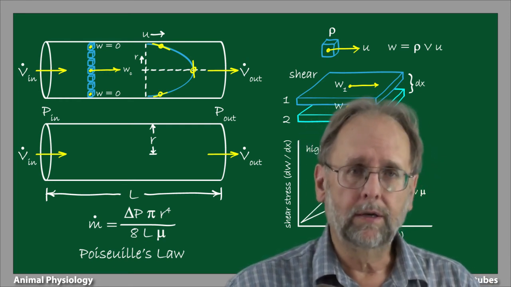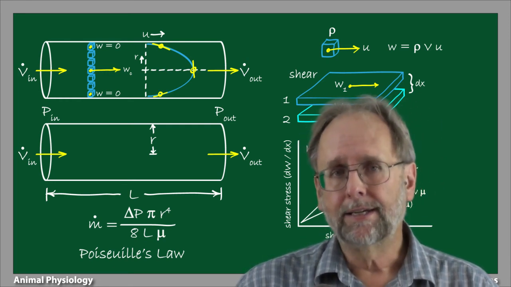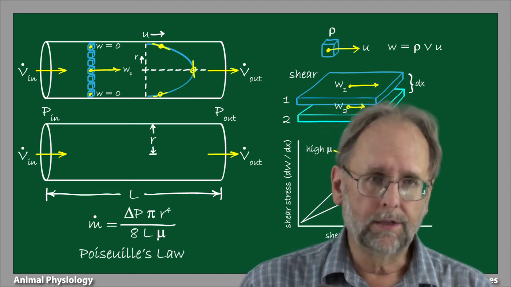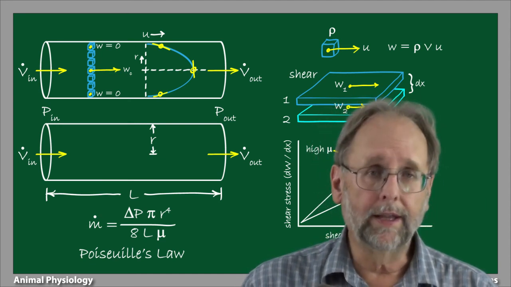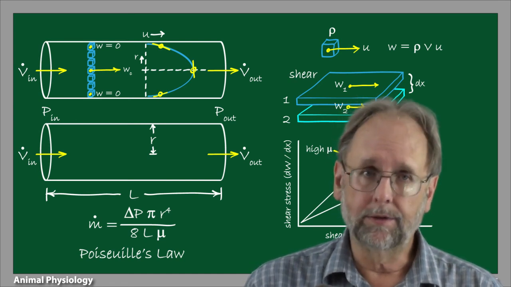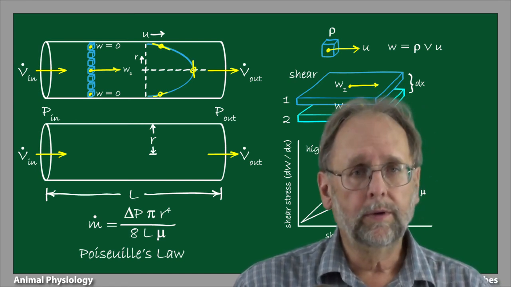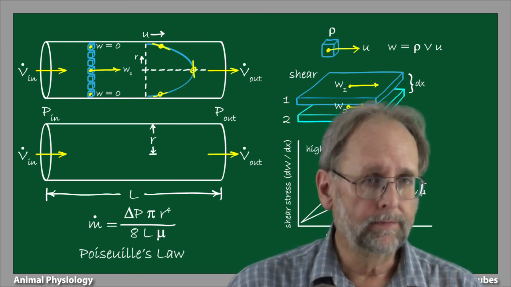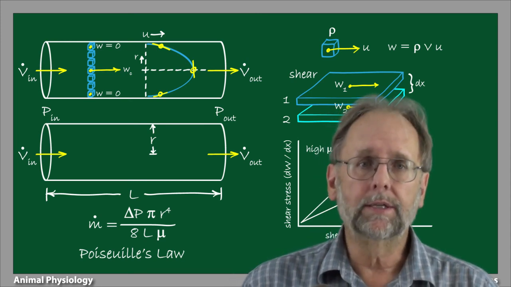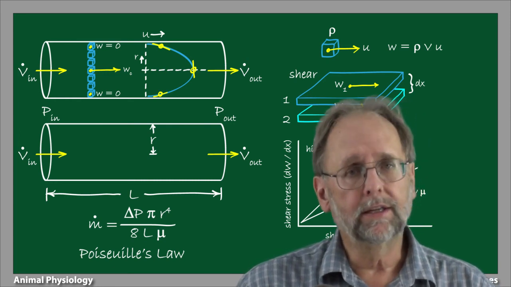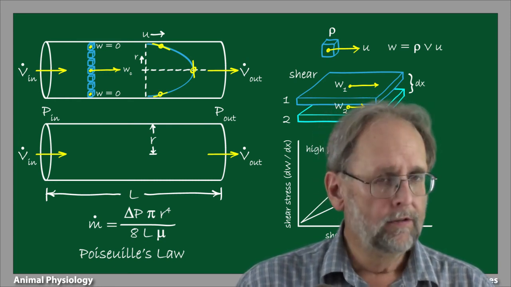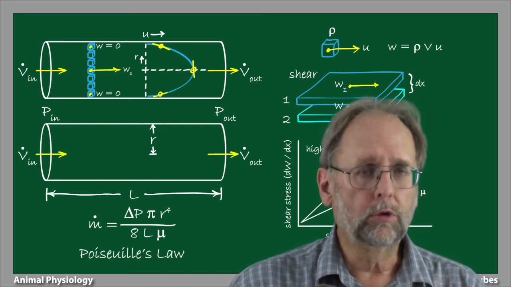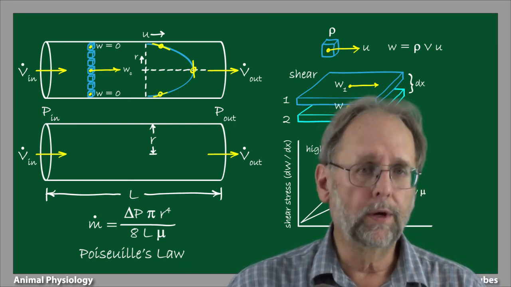In the denominator, we have the product of 8 times the length of the pipe times the viscosity. This tells us that for every doubling of the length of the pipe, given that all other terms remain equal, the flow rate of fluid through the pipe will be diminished by a factor of 1/2. A similar scaling relationship applies to variation in the viscosity as well. For every doubling of the viscosity, the flow rate of fluid through the tube will be diminished by a factor of 1/2.